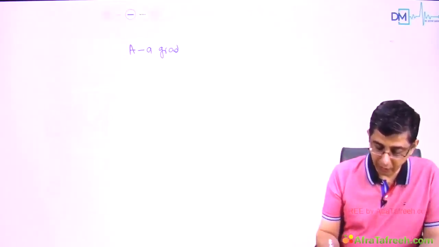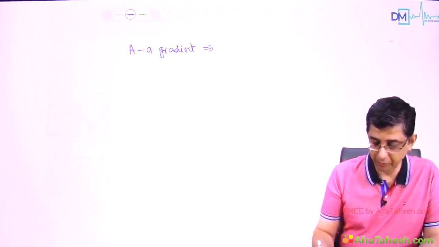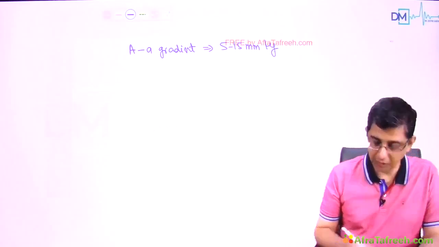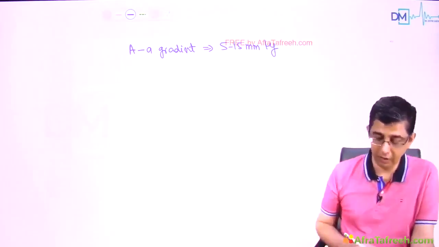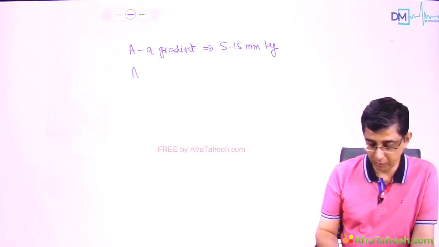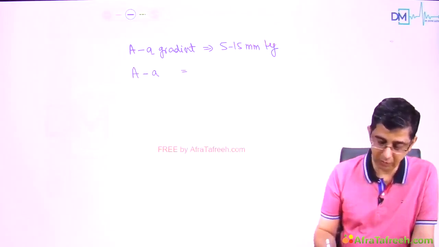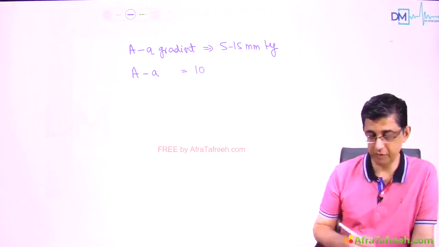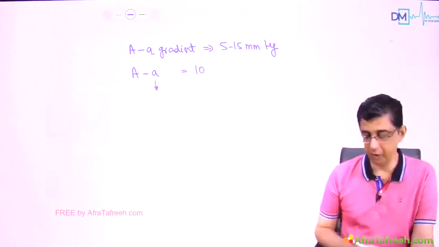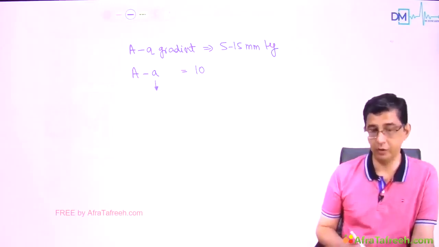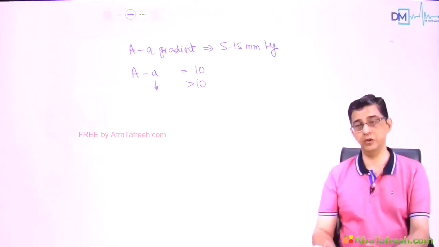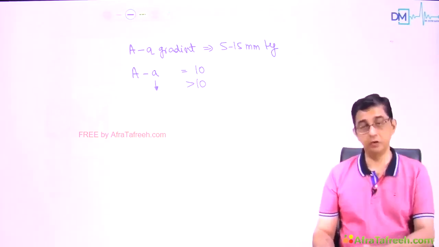Normal alveolar arterial gradient for a person would be 5 to 15 millimeters of mercury. This alveolar arterial gradient would be increased in those conditions where the small a will be reduced. Suppose this is A minus a and let's take an average value of 10. If mathematically the small a will reduce, then the value will become more than 10. Maths, right? Don't get too much into it.